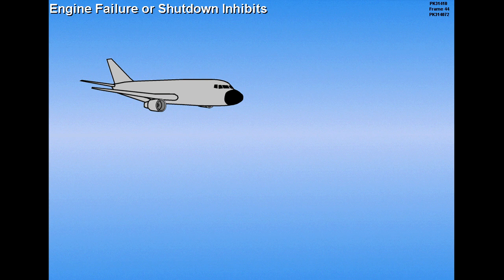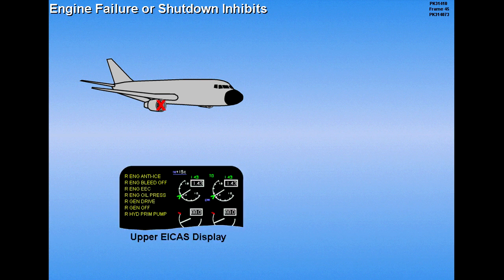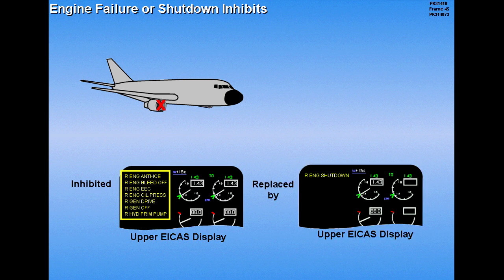Portions of the crew alerting system are also inhibited for an engine failure or engine shutdown. Should an engine shutdown occur, many of the individual alert messages are inhibited and replaced by the engine shutdown message. Now let's try a few more questions.